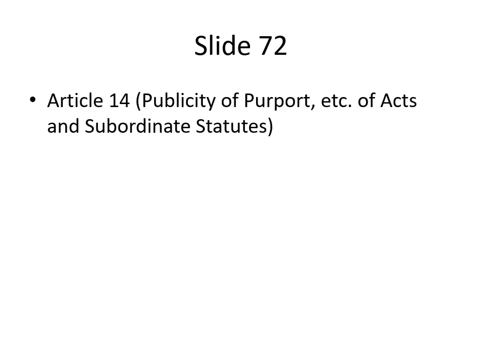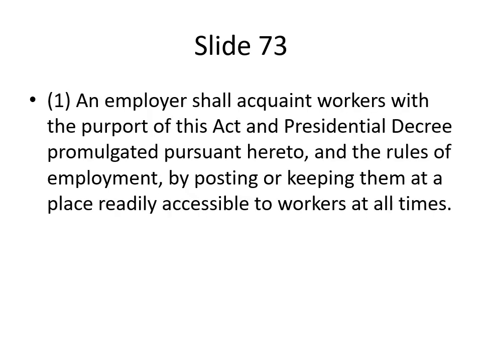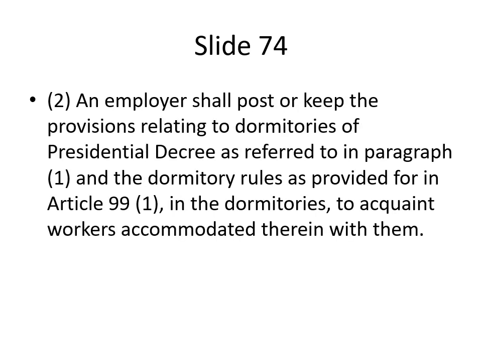Article 14. Publicity of purport, etc. of acts and subordinate statutes. 1. An employer shall acquaint workers with the purport of this Act and Presidential Decree promulgated pursuant hereto, and the rules of employment, by posting or keeping them at a place readily accessible to workers at all times. 2. An employer shall post or keep the provisions relating to dormitories of Presidential Decree as referred to in paragraph 1, and the dormitory rules as provided for in Article 99, paragraph 1, in the dormitories, to acquaint workers accommodated therein with them.